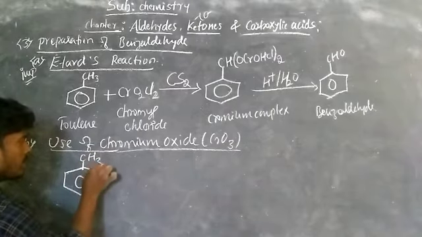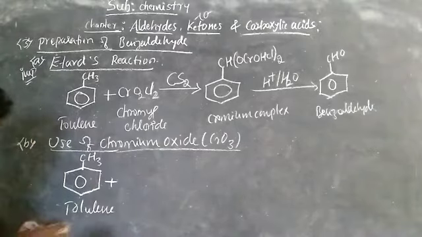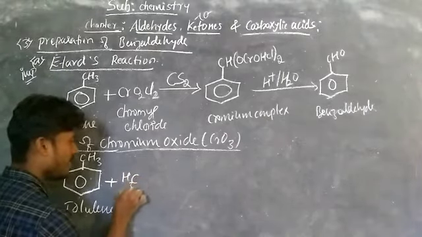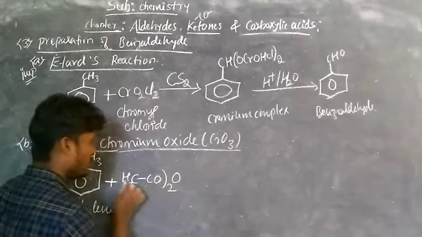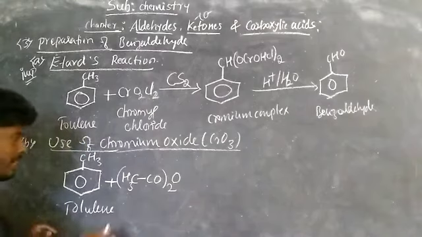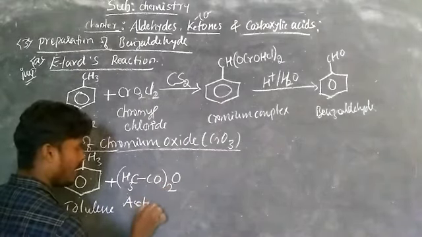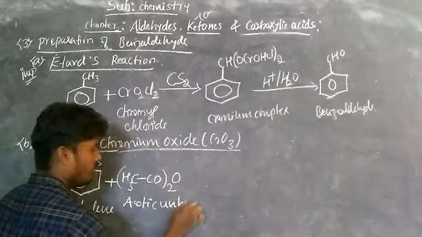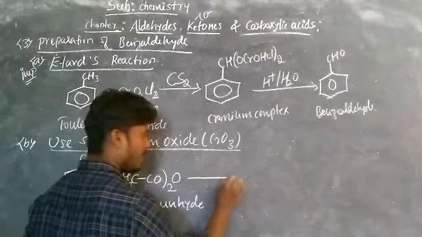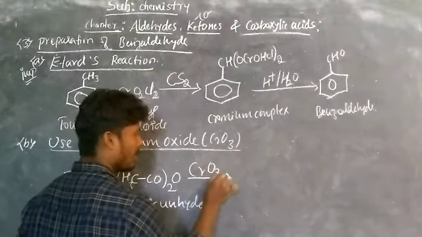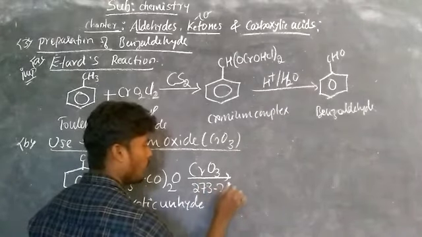Toluene. This toluene is heated with acetic anhydride. The acetic anhydride is CH3CO twice bonded through oxygen. This is called acetic anhydride. These are anhydride compounds. This acetic anhydride is heated with toluene in the presence of chromium oxide, CrO3, at 273 to 283 Kelvin.